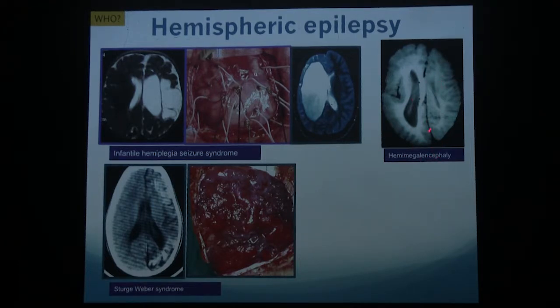Here the large hemisphere is the bad hemisphere. This hemisphere is dysfunctional and very epileptogenic. So this is the normal hemisphere. So all these diseases are atrophic hemispheric lesions. This is a hypertrophic hemispheric lesion.